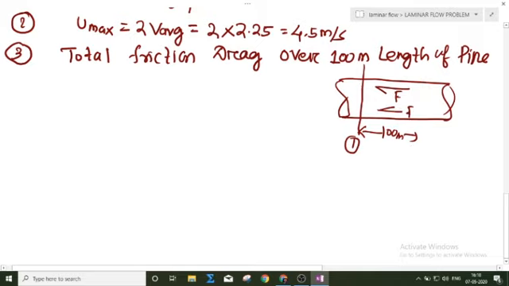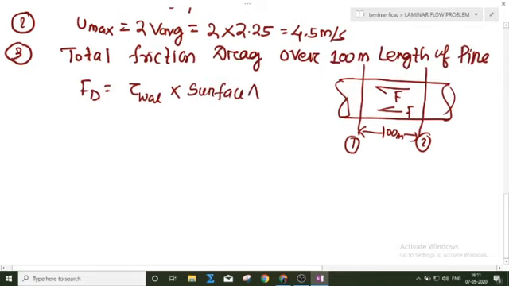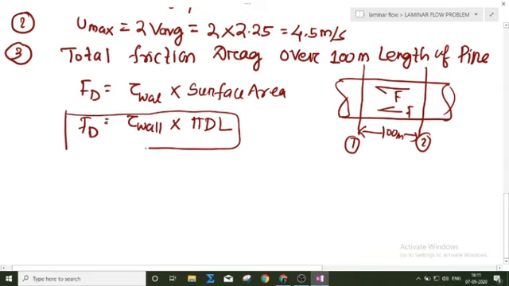So how can we find it out? The frictional drag will be equal to wall shear stress into the surface area of the pipe. Surface area is how much? This is pi d into L. Now first of all, you have to find out what is the wall shear stress.